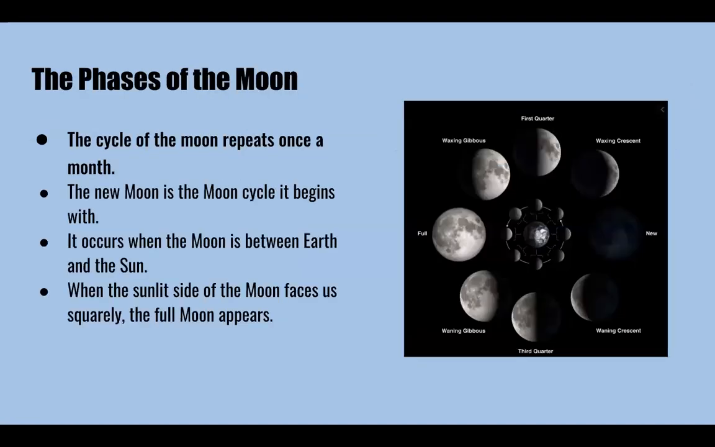The phases of the moon. The phases of the moon are the different ways the moon looks from the Earth over about a month. The four main phases of the moon are the new moon, first quarter, full moon, and third or last quarter. The rotation period of the moon is about 27.3 days.